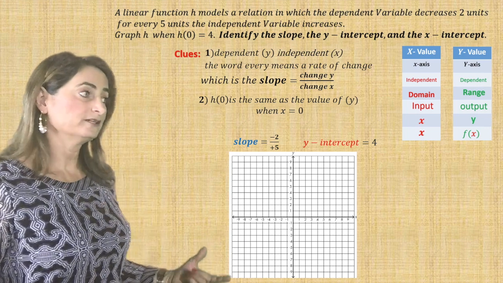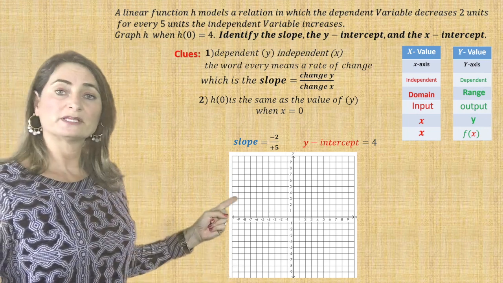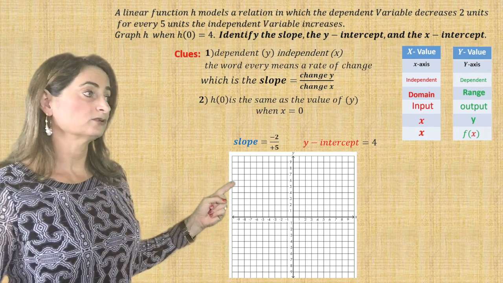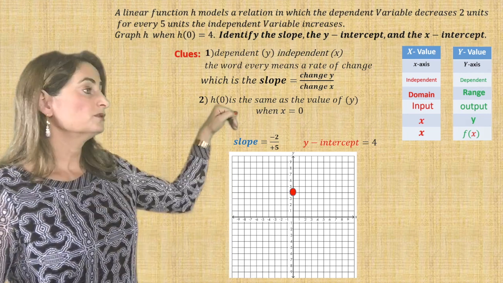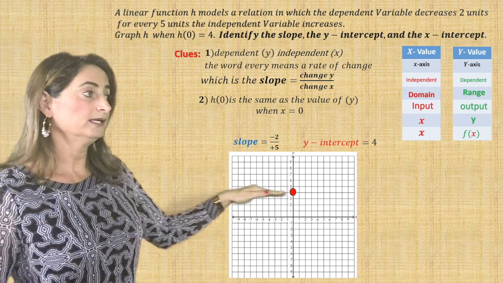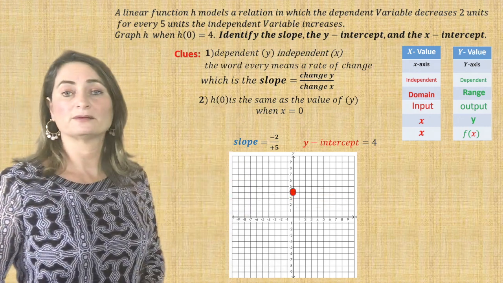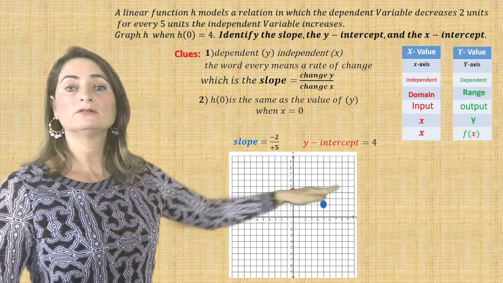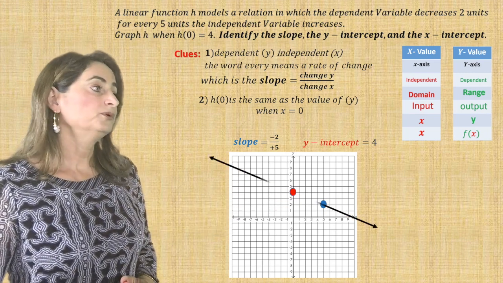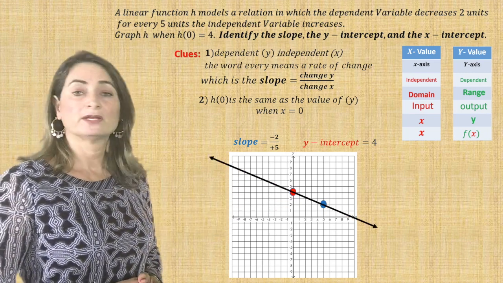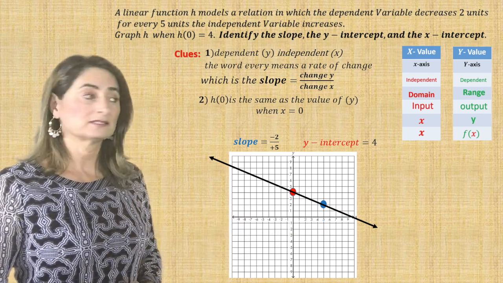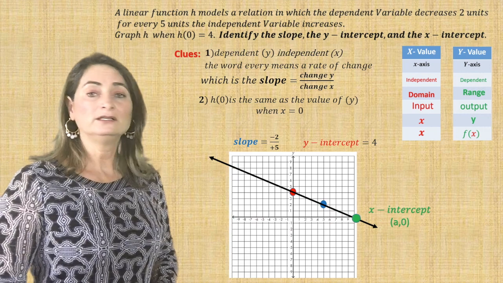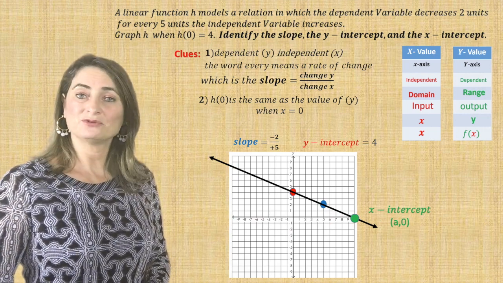To graph it, here's the graph. Start with the y-intercept. Go on the y-axis, look for 4 and put a dot, and that's the red one. Now use the slope. So go down 2 and increase the x by 5. So go down 2, right 5, and put a dot, draw a line through it. Now extend your line. Where did that line cross the x-axis? Right on 10. So the x-intercept equals 10.